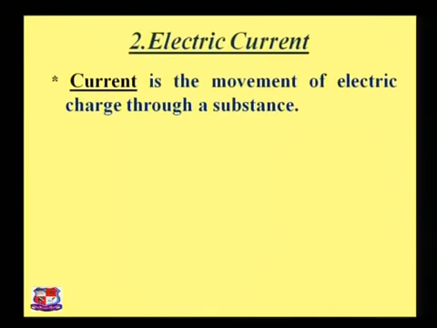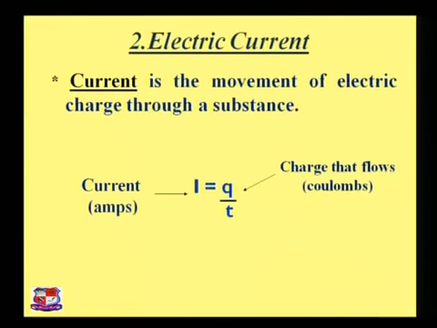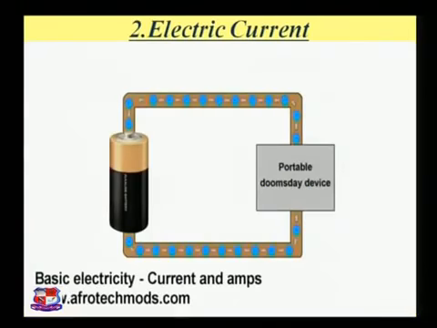See the definition of the current. It is the movement of electric charge through a substance. The unit of current is the ampere, and according to the definition, I equals Q upon T. Q is the electrical charge, which is measured in coulomb. So the more electric charge per second, the more current is flowing in the circuit. Let's see one animation video.